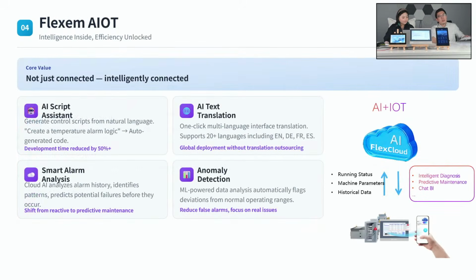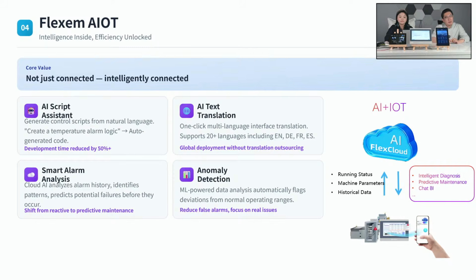But beyond the IoT functions, in the FE6300 product we integrate some AI abilities. So that's why we call it an AIoT product. For example, in the designer part, the engineer part, we integrate the AI script assistant and the AI text translation function in our programming software.